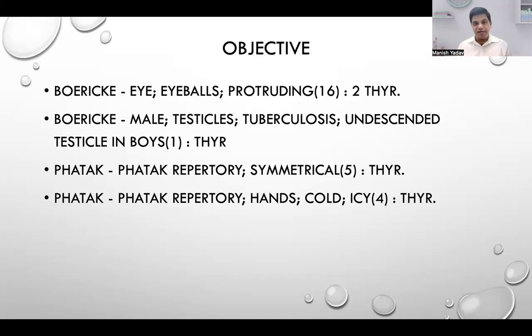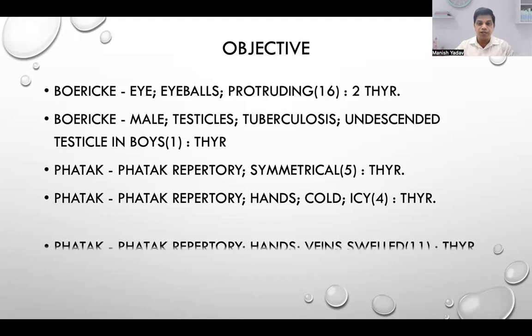Like we have other remedies, carbo veg, we have silica. But now you understand, right? Why cold, icy hands in thyroidinum? Because of vasomotor constriction. It is one of the remedies for vasomotor constriction. That is the reason. So this is again one of the very important cardinal objective symptoms.